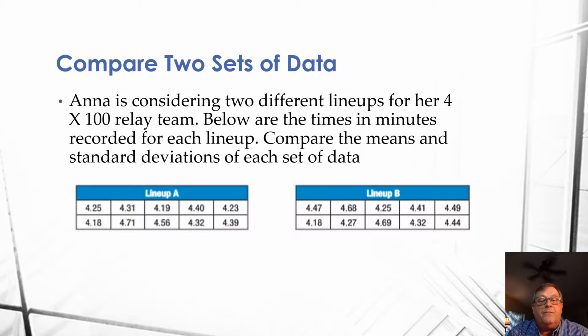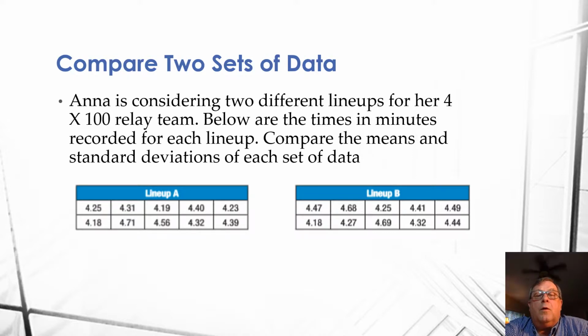4.18, 4.71, 4.56, 4.32, 4.39. And then in lineup B over here, we got 4.47, 4.68, 4.25, 4.41, 4.49, 4.18, 4.27, 4.69, 4.32, and 4.44.